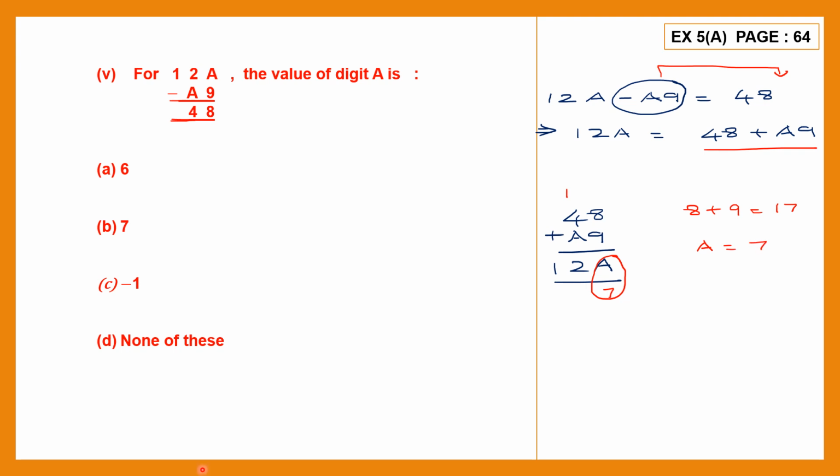Now in this place also we have A. Let's put 7 and C. So let's remove that A and put 7 and C. Now add it up. 4 plus 1 is 5. 5 plus 7 is 12. So did you see we found the value of 7 and our answer here is option B.